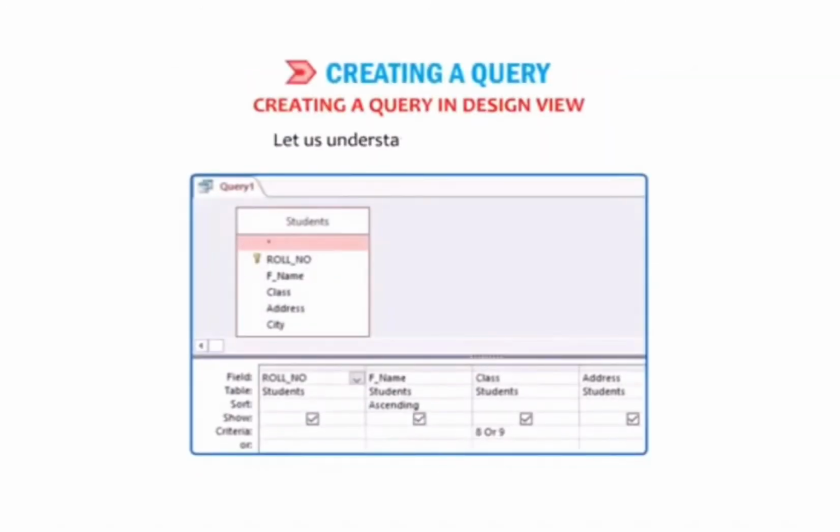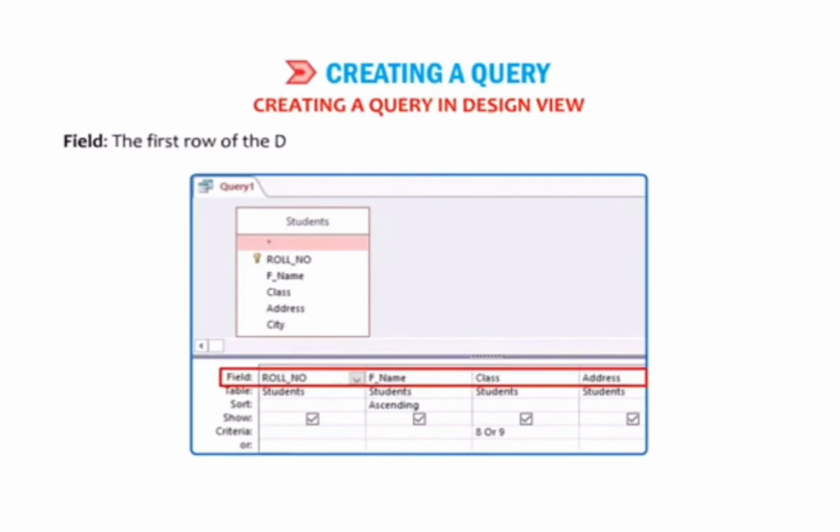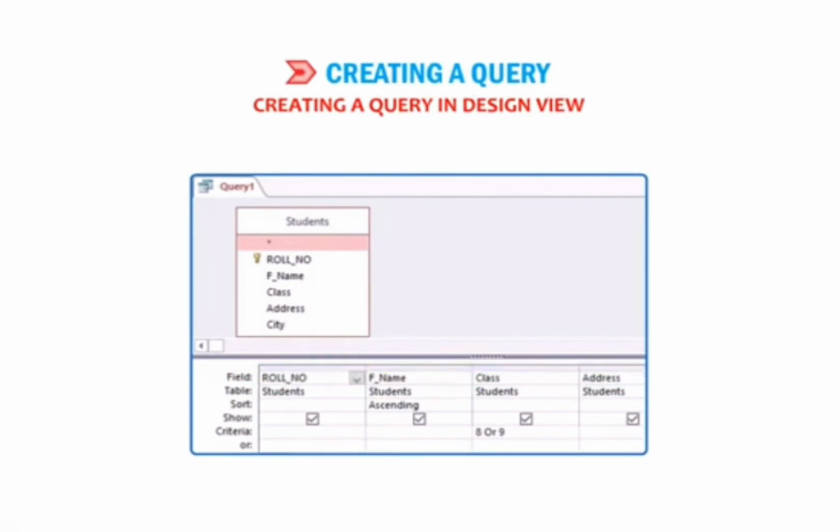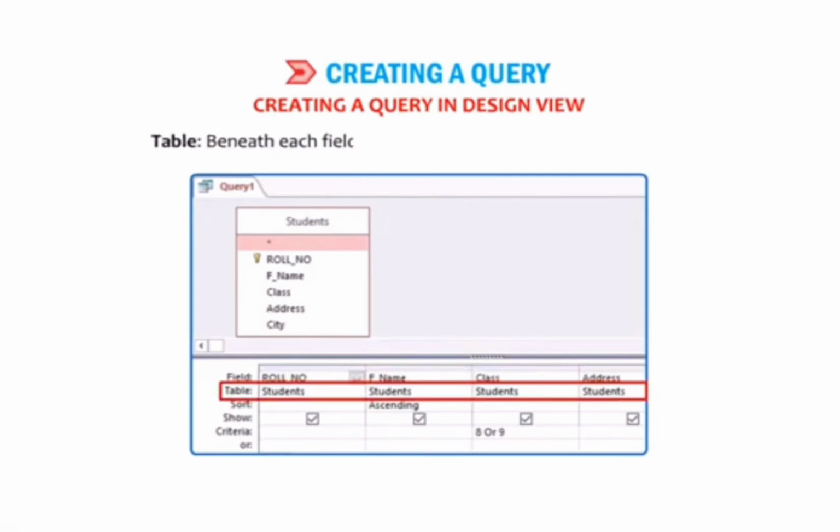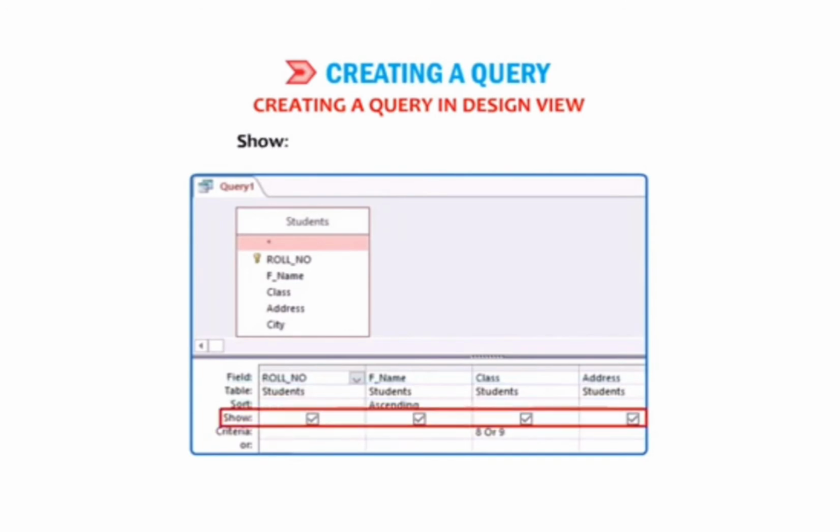Let us understand the Design Grid. Field. The first row of the Design Grid displays the selected field names from the table. Table. Beneath each field name is the name of the existing table. Show. The Show row displays a check mark. The fields with check marks display the information when the query is run. To hide the fields during runtime, deselect the check mark by clicking on it.